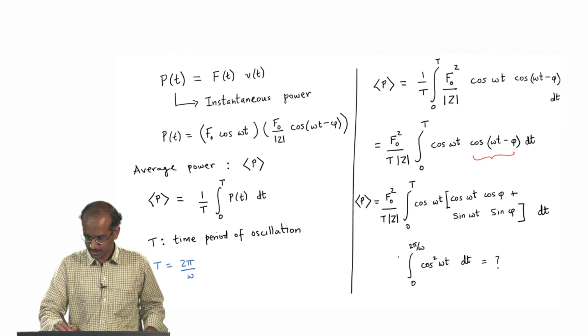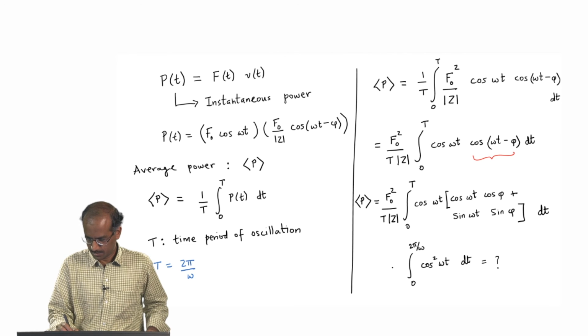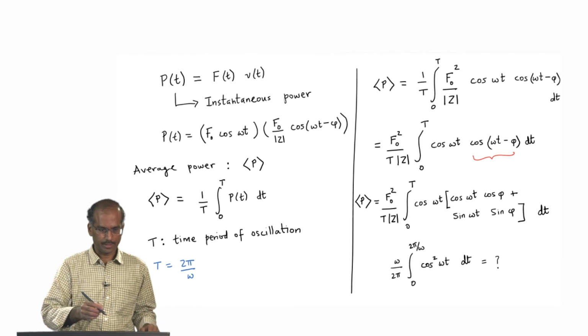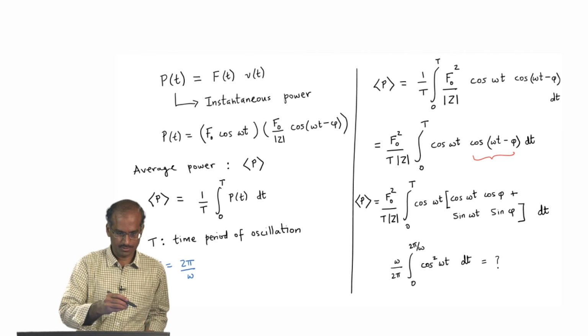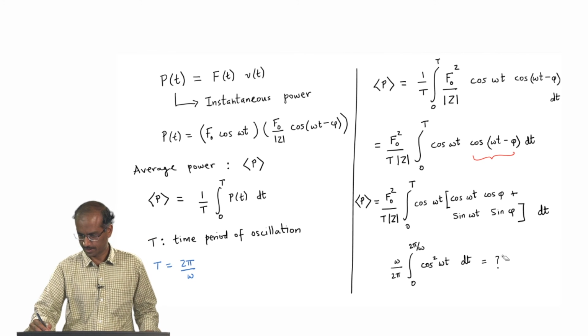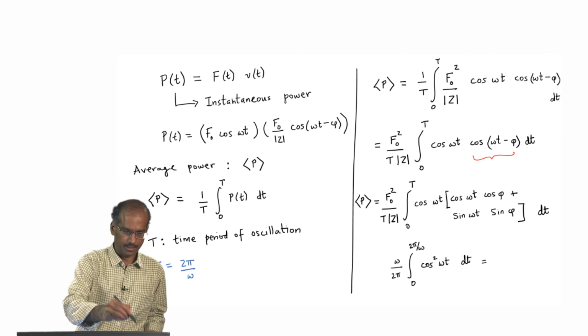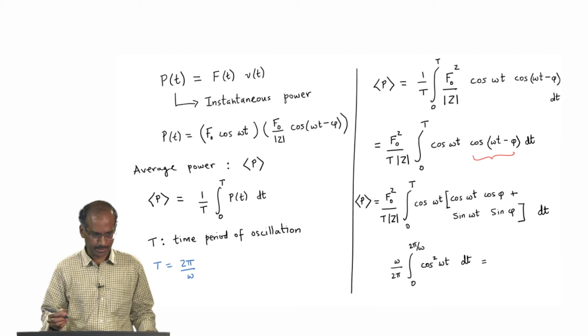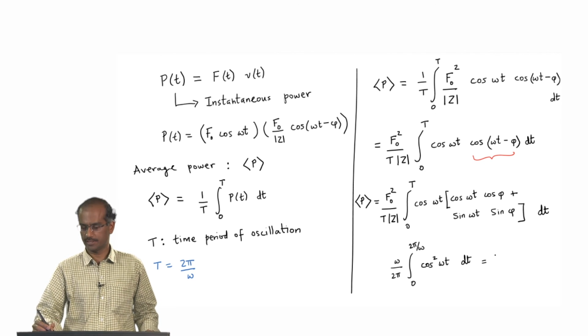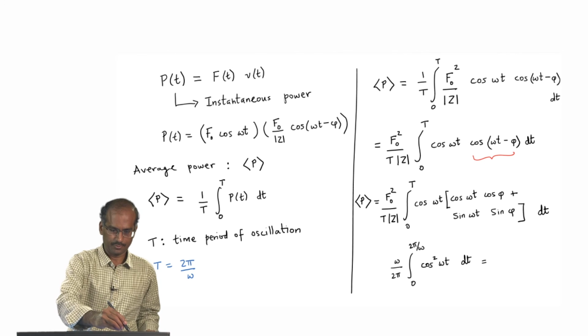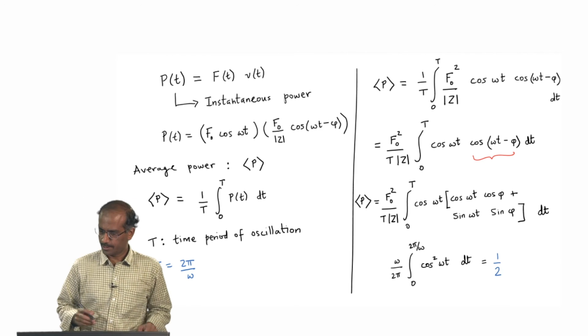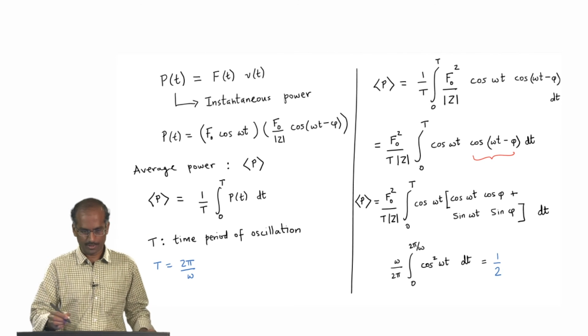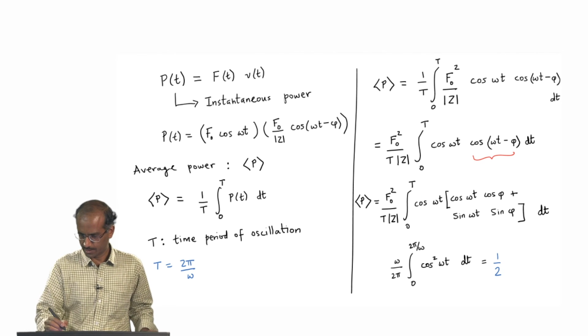It would be easier if we also divide it by T, which is 2 pi by omega. So, I will encourage you to try and do the integral yourself. It's a fairly simple and straightforward integral to do, and if you do it correctly, the first of these integrals should give you the value half. So, clearly the contributions come only from the first part of the integral, which is this one.